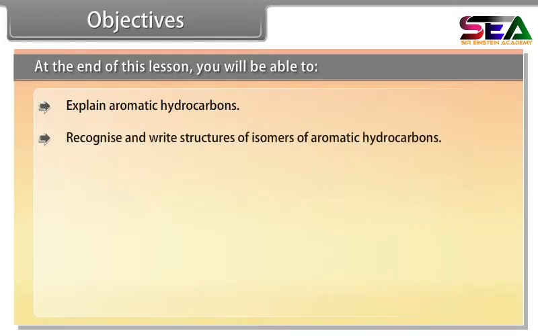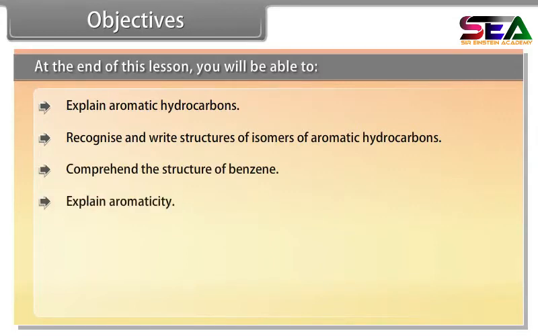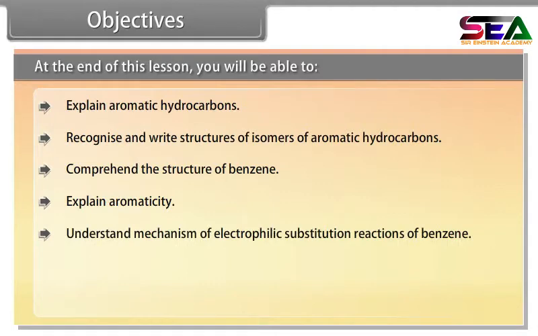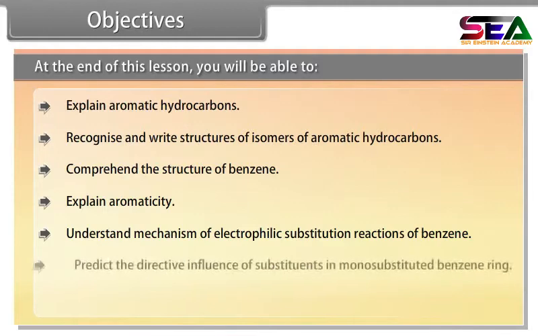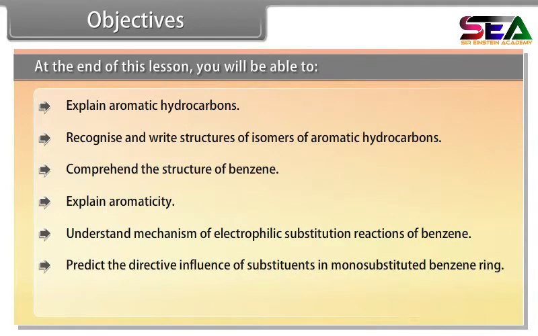At the end of this lesson, you will be able to explain aromatic hydrocarbons, recognize and write structures of isomers of aromatic hydrocarbons, comprehend the structure of benzene, explain aromaticity, understand the mechanism of electrophilic substitution reactions of benzene, predict the directive influence of substituents in monosubstituted benzene ring, and learn about carcinogenicity and toxicity.